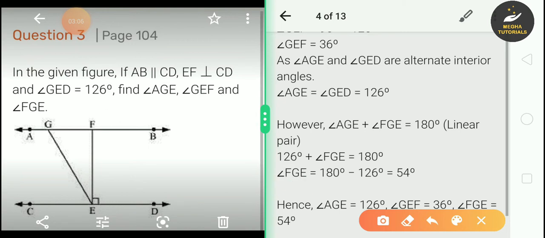Therefore, you can write the final answer as angle AGE is equal to 126 degree, angle GEF is equal to 36 degree, and angle FGE is equal to 54 degree.